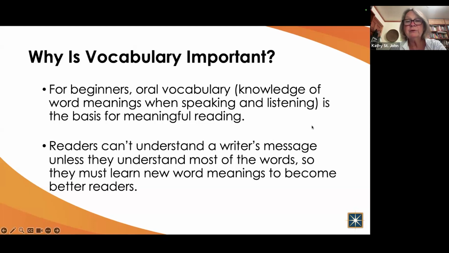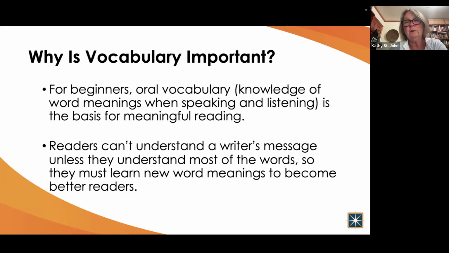So for beginners, right, vocabulary, and knowing what the vocabulary is when you're speaking and listening and reading and writing, that is the basis for creating meaning. You must know about 90% of the words' meanings in any sentence for you to understand what the sentence is about. So if you can't understand what the writer's message is, then you're just not going to have the comprehension. And so they need to learn new vocabulary words to become better readers.